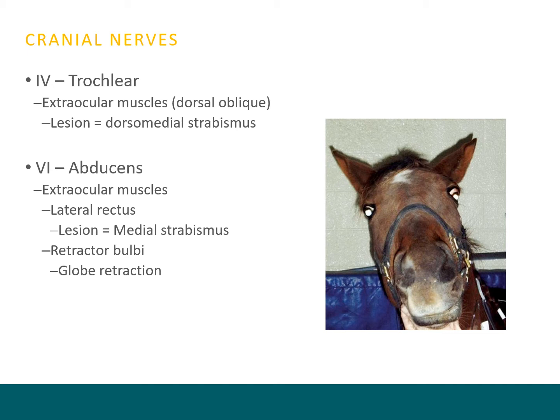So both 3 and 6 innervate some other things. So again, 3 does pupil size as well as eye position. 6 does eye position as well as retractor bulbi. 4 only does eye position.